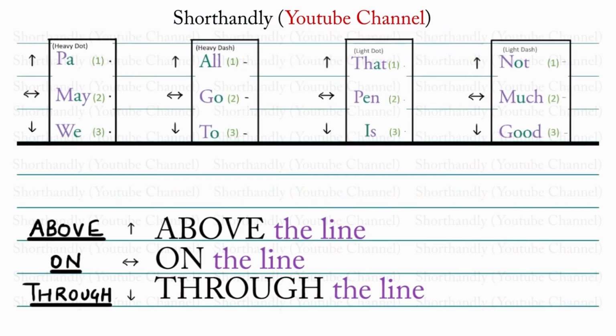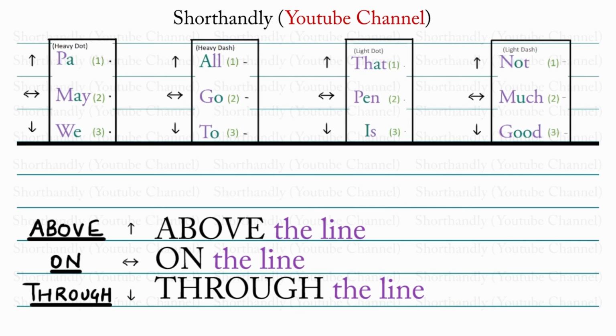Just as there are 3 places where we put the vowel signs, like first place, second place and third place, in the same way, there are 3 positions where we can make these strokes and curves. These 3 positions are called above the line, on the line and through the line.